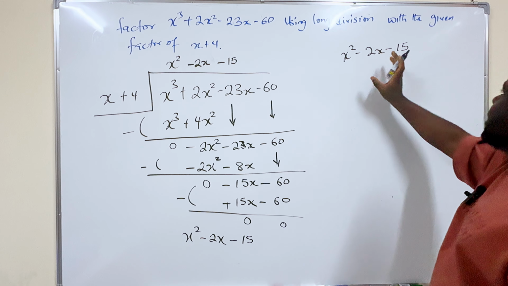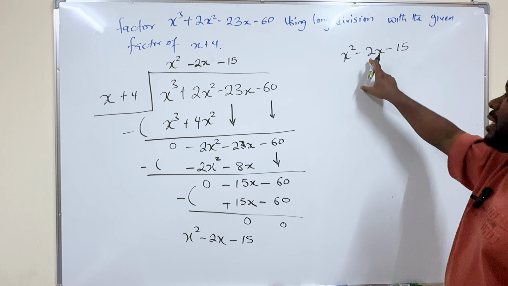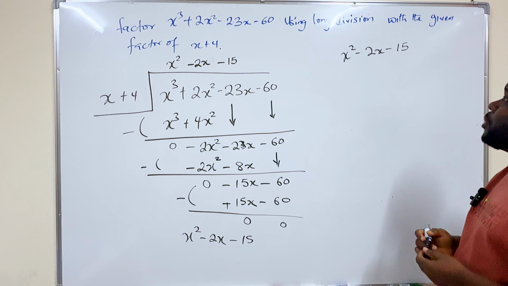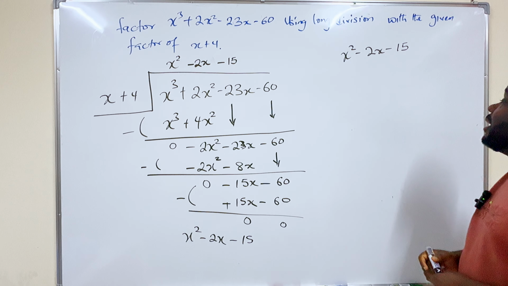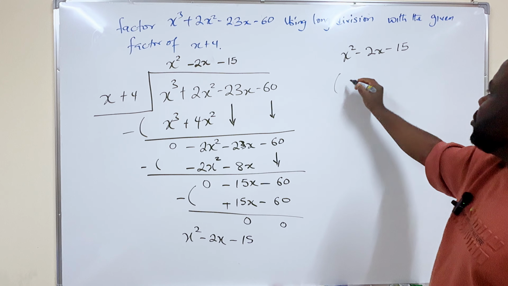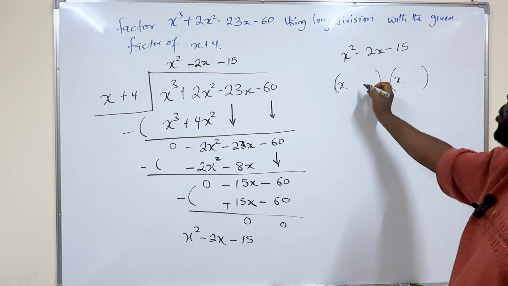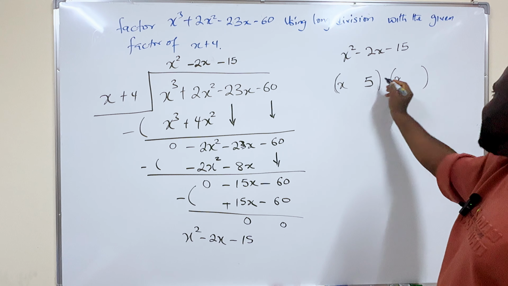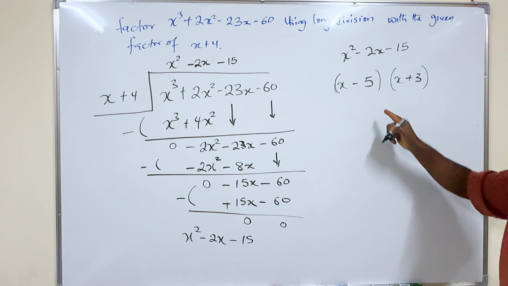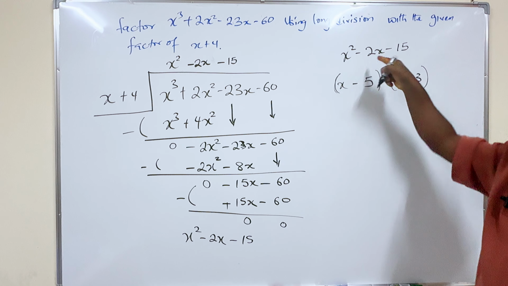So now what can we do? We can factorize this because there are two numbers that, when we add, we get negative 2, but when we multiply, we get negative 15. We can get it because 3 times 5 is 15. So we can factorize this. We have x, and we know we have 5 and 3. So we are going to have negative 5 here, and we are going to have plus 3, because negative 5 times 3 will give you negative 15, and negative 5 plus 3 will give you negative 2.